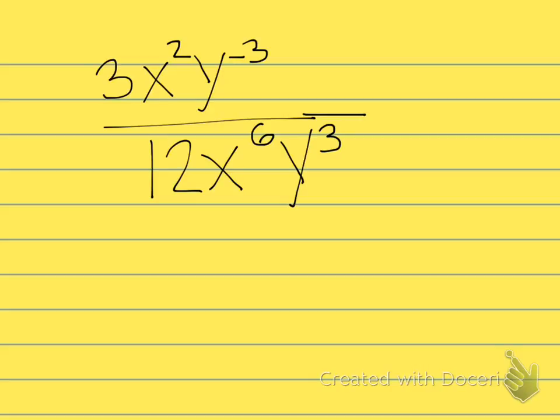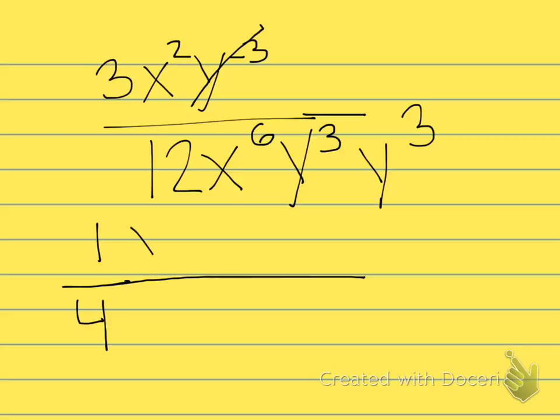For our next problem, we have 3x squared y to the negative 3rd power over 12x to the 6th power and y cubed. So first what you want to do is simplify the constants, so you can divide both by 3. So it would be 1 over 4, and then next there's a negative 3 as an exponent, and you can't have negative exponents, so you want to bring that down, and by bringing it down to the bottom, it makes it positive, so it switches the sign.